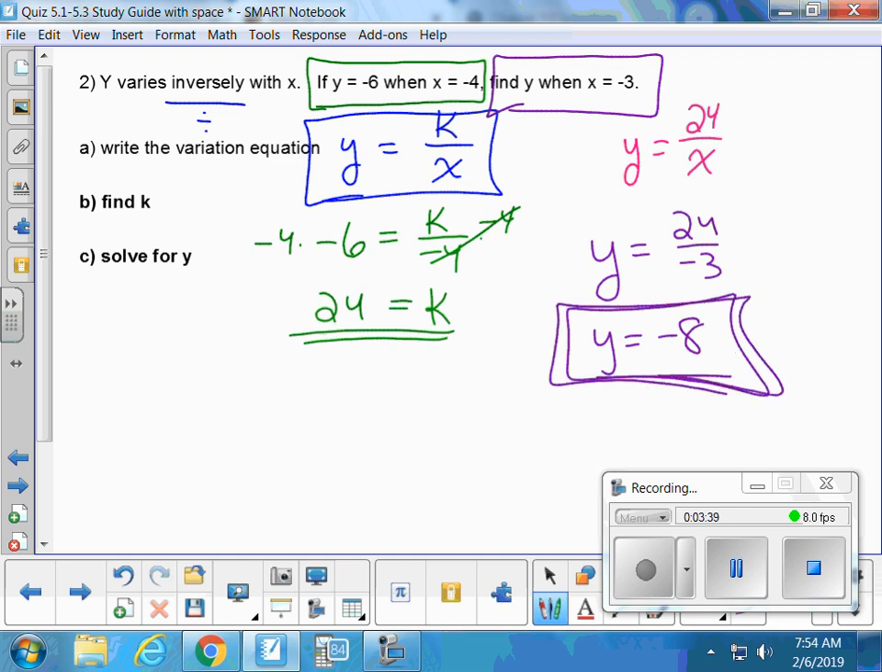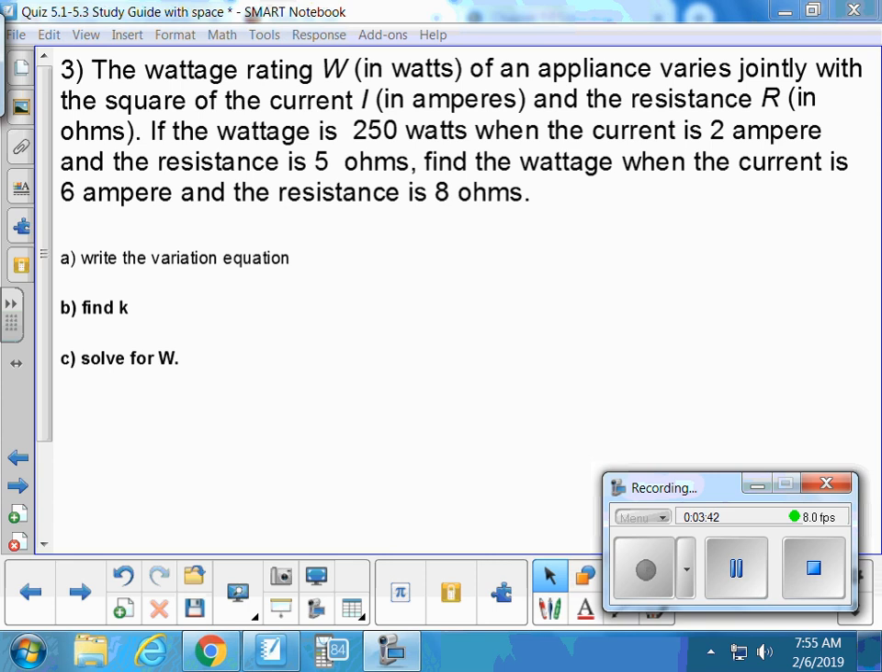Scholarly so far? Ready? The wattage rating W in watts of an appliance varies jointly with the square of the current I and the resistance R in ohms. If the wattage is 250 watts when the current is 2 ampere and the resistance is 5 ohms, find the wattage when the current is 6 and the resistance is 8 ohms.